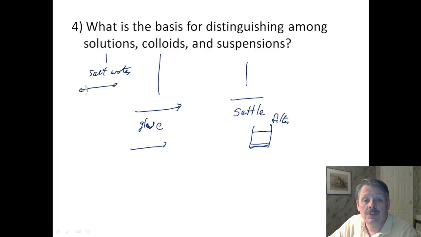Examples. So let's go back. Examples here would be salt water. An example here of a colloid would be glue. A suspension would be something that settles out. For example, muddy water would be an example. Hot chocolate would be another example.